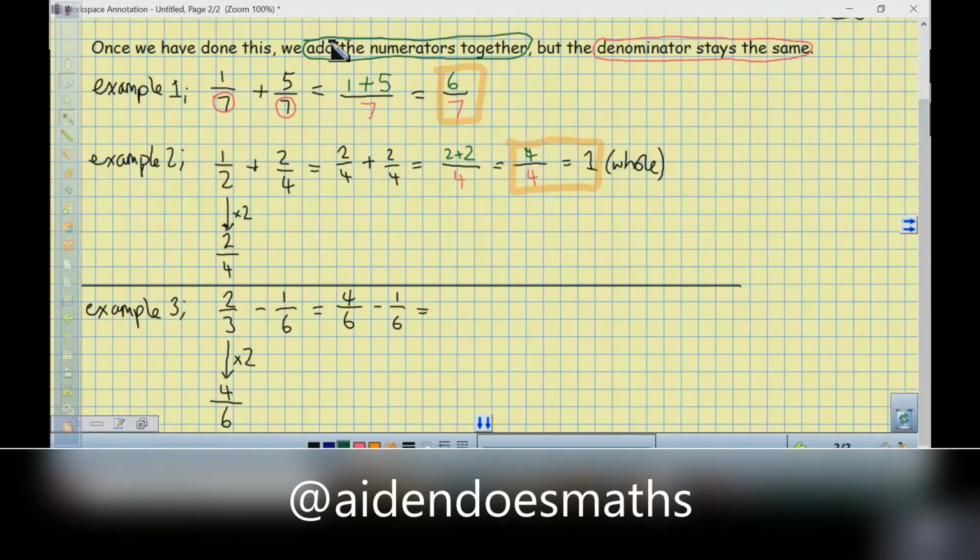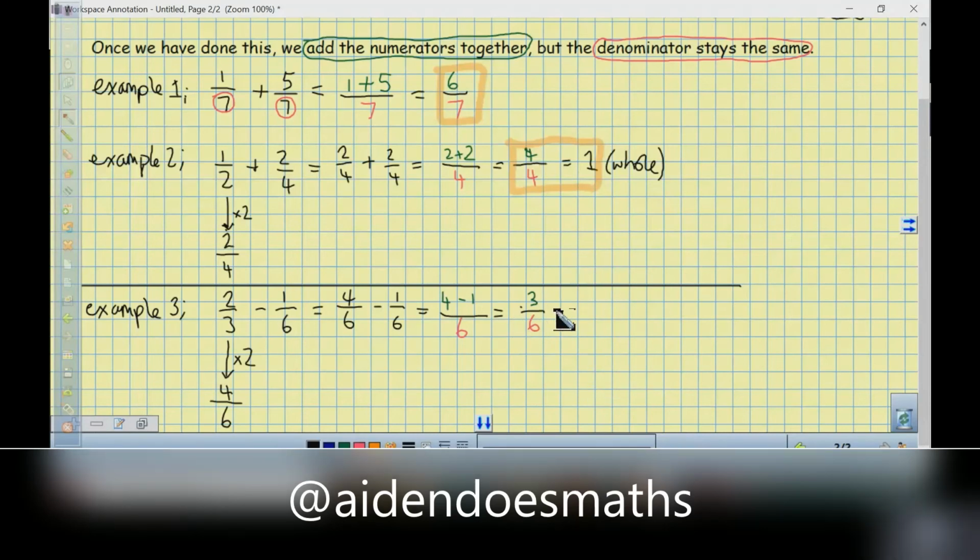So again, I'm going to use green, but this time instead of add, we're going to subtract. We're going to keep them in that same order. So 4, take away 1. And remember, our denominator stays the same. So because they're common, equal, they don't change. And then if we do our 4 take away 1, that gives us 3 over 6. Okay, and there's our final answer.